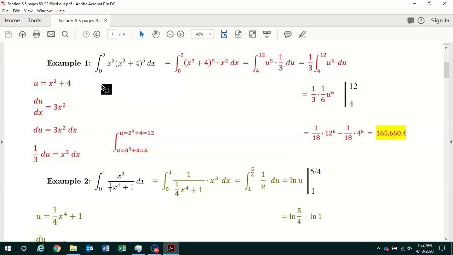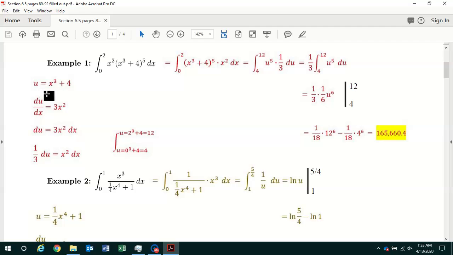we have to evaluate the definite integral from 0 to 2 for the function x squared times x cubed plus 4 to the 5th power with respect to x. Well, you will note in parentheses here, the derivative of x cubed plus 4 is 3x squared. Well, we have the x squared, we don't have the 3, but we can still use the U substitution method to evaluate this definite integral.